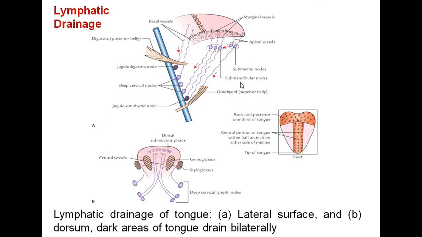So this is the reason why cancer present in the posterior 1/3 part of the tongue has a bad prognosis: because of the bilateral draining of the lymph nodes, the involvement of the lymph nodes is more when the cancer is present in the posterior 1/3 part of the tongue. So the chances of spreading are more.